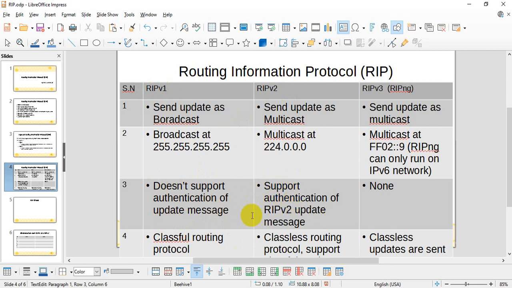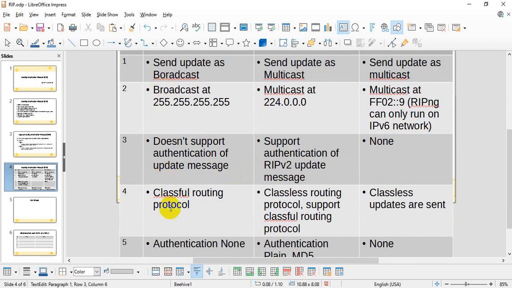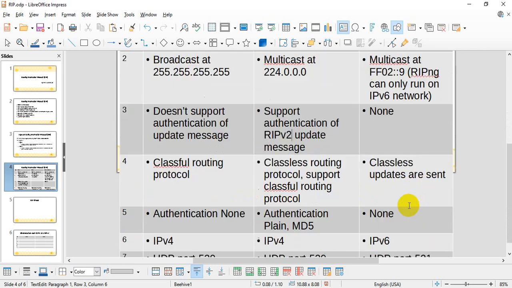It supports authentication of RIP version 2 update messages, okay. And we do not have any authentication support in RIP version 3. As we know, RIP version 1 supports classful routing protocol, and RIP version 3 supports both classless and classful routing. And in RIP version 3 it only sends the classless update, okay.